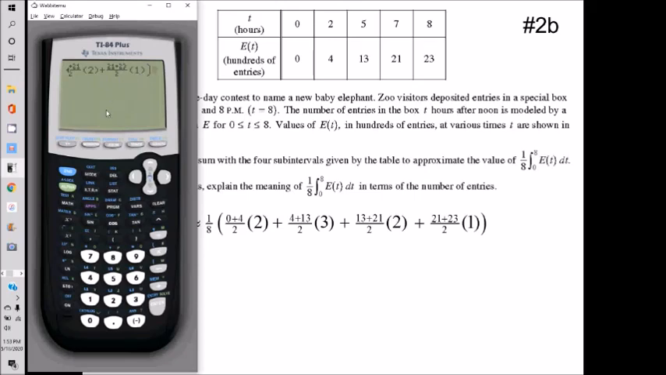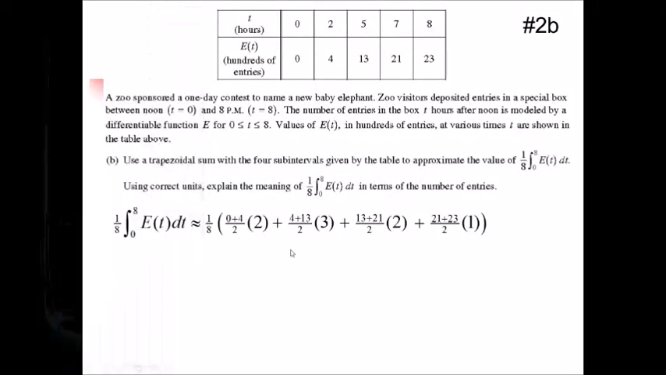I entered that whole thing on there, exactly like I wrote it down there, and pressing enter, that comes out to some crazy fraction. Let me do math, and then second option there, decimal, to see what decimal that is. So that comes out to about 10.688. And the units on this, since I took basically the average value of E, and E was in units of hundreds of entries, this is going to be 10.688 hundreds of entries.